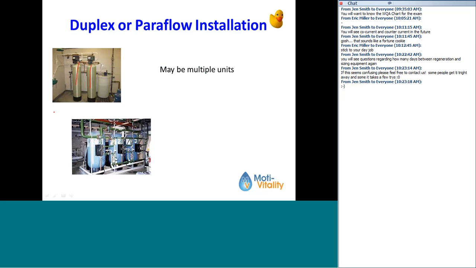Maybe multiple units. I've been in restaurants before where I've seen 6 or 8 regular softeners hooked up because they're blowing through so much water for dishwashing and stuff like that. So they're putting just a whole line of softening tanks in that have different regeneration times.